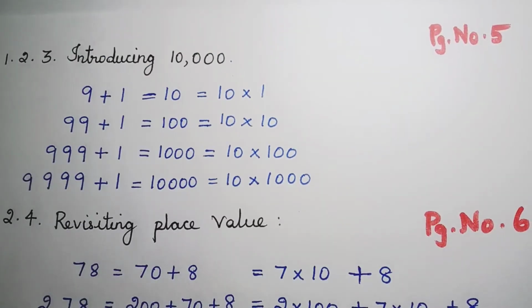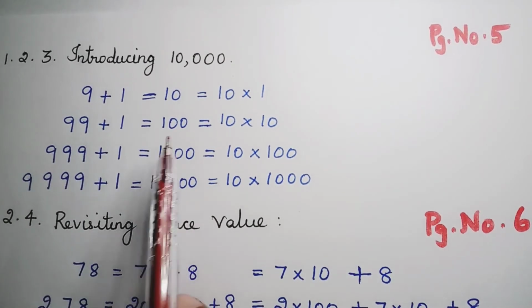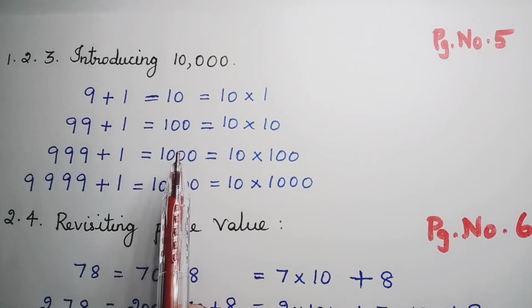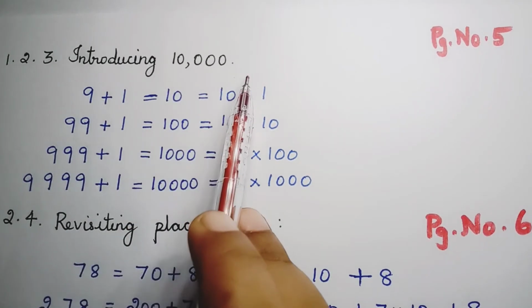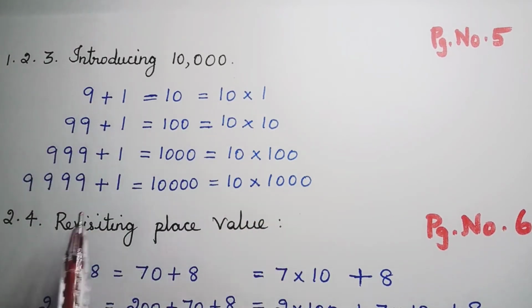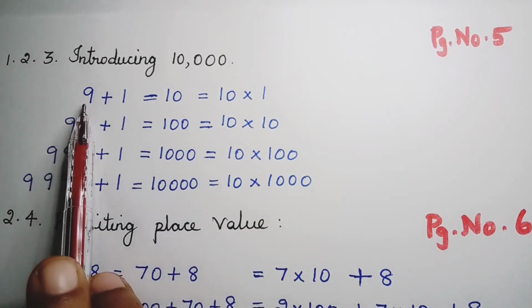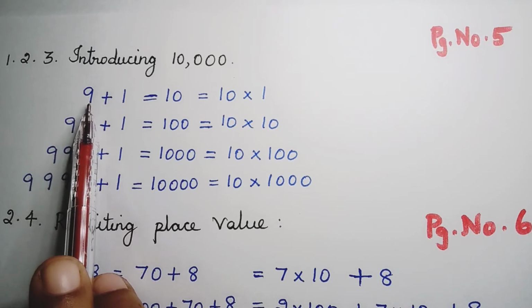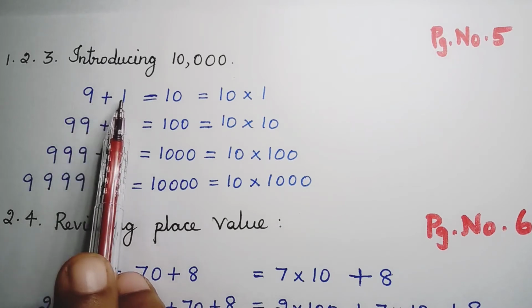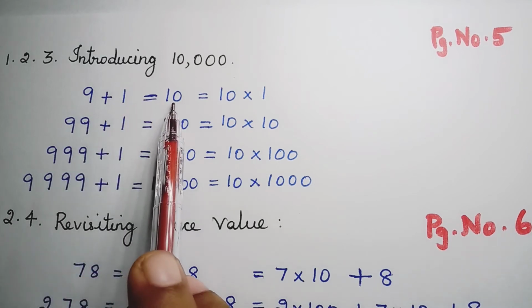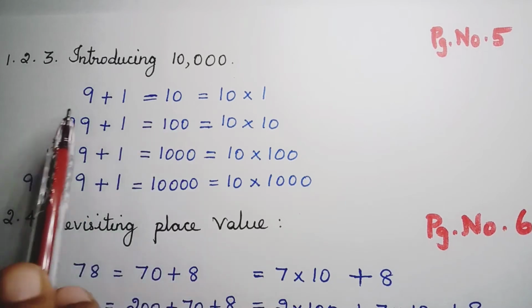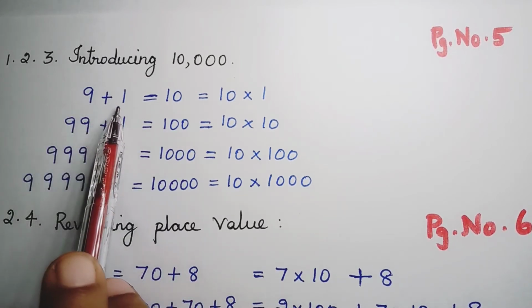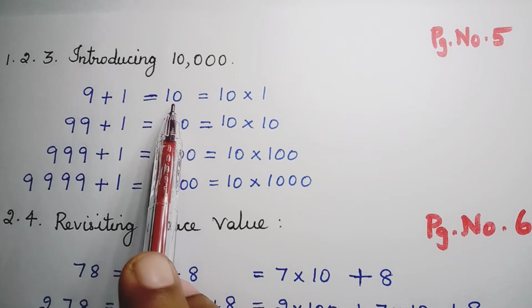So the next topic is introducing 10,000. So far you have learned up to thousands. We have played with numbers with thousands. Now we are introducing the new number name, 10,000. This is a number pattern. Just learn this. 9 is the biggest one-digit number. When you add 1 to this, you get 10, which is the smallest two-digit number. So the biggest one-digit number, when added with 1, gives the smallest two-digit number.